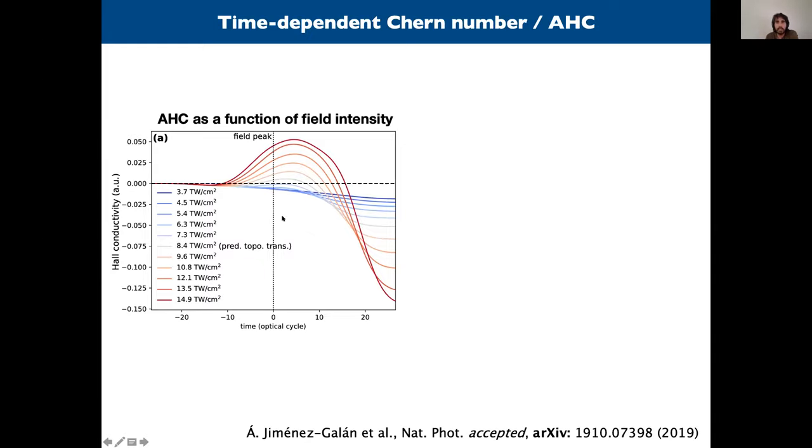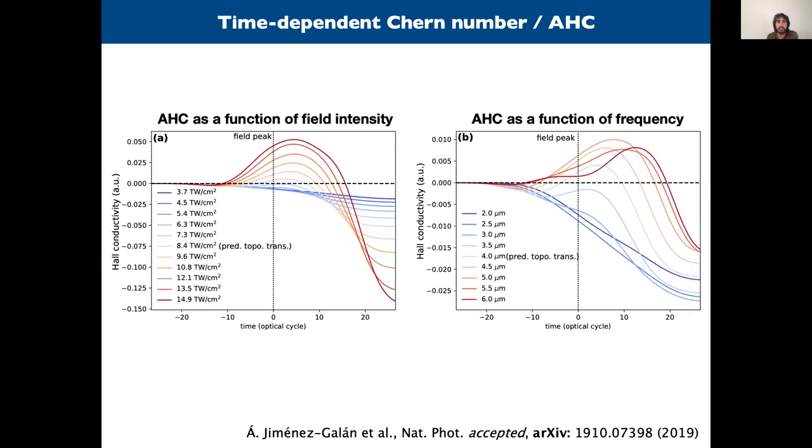We can clearly see that the anomalous Hall current changes sign during the field exactly at the predicted topological phase transition, at the gray line here. So while numerically we cannot tell if the band gap has closed, it shows that we can change the sign of the Chern number during the pulse. And we find the same behavior if instead of changing the intensity, we change the frequency. Precisely at the frequency threshold predicted by the model, the system changes: the time-dependent Chern number changes sign during the pulse.